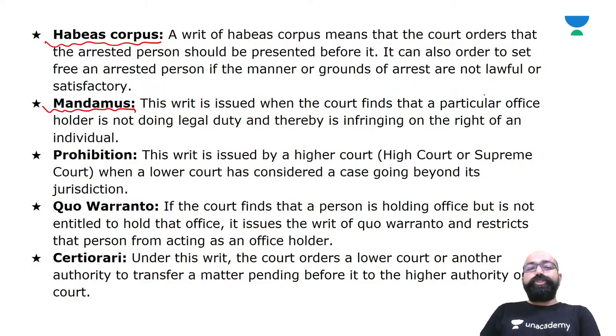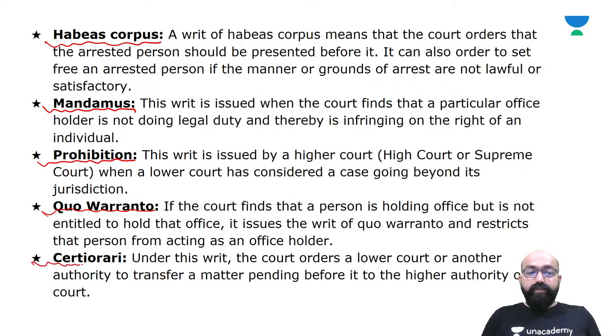This writ is issued when the court finds that a particular office holder is not doing their legal duty and thereby is infringing on the right of an individual. Next is prohibition. This writ is issued by a higher court when a lower court has considered a case going beyond its jurisdiction. Prohibition. Then, quo warranto. If the court finds that a person is holding office but is not entitled to hold that office, it issues the writ of quo warranto and restricts that person from acting as an office holder.